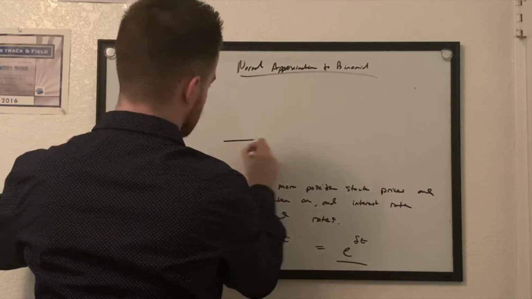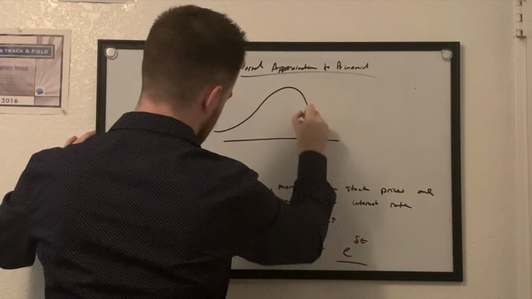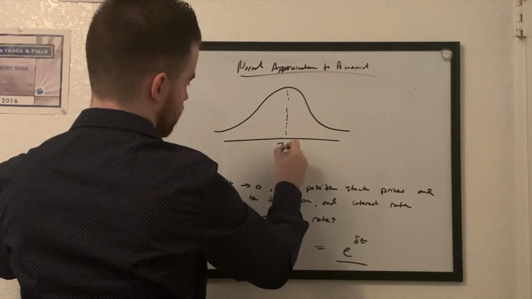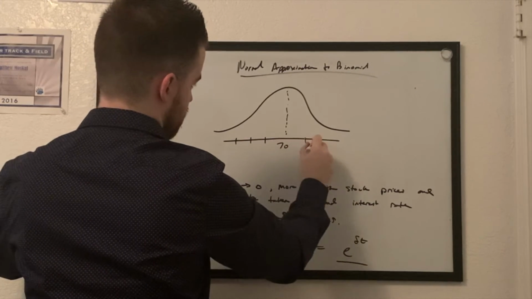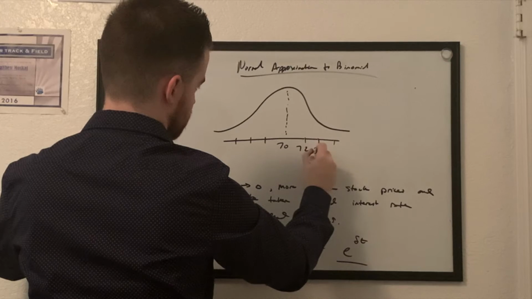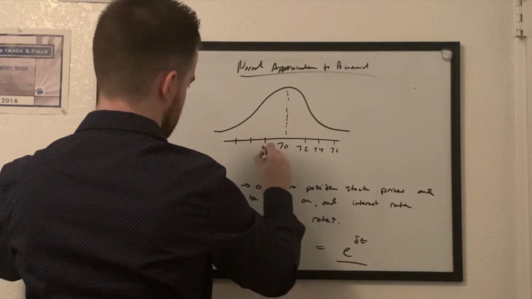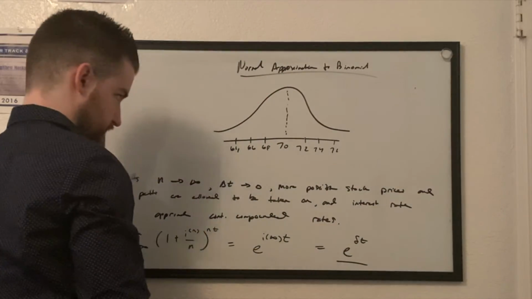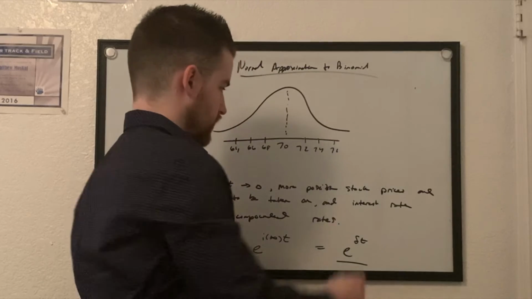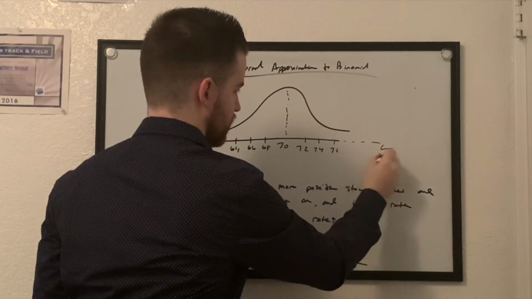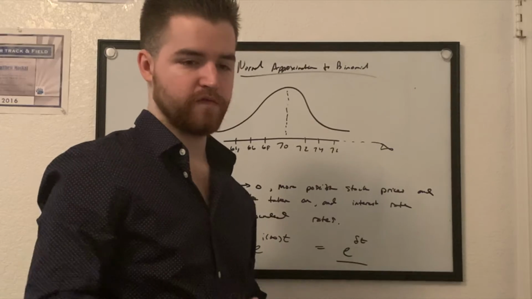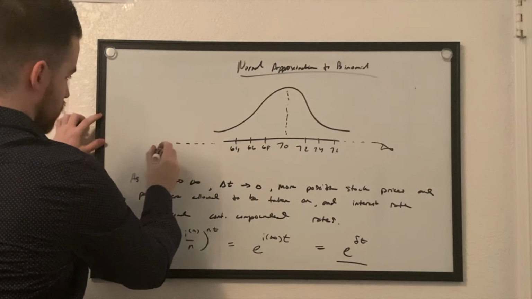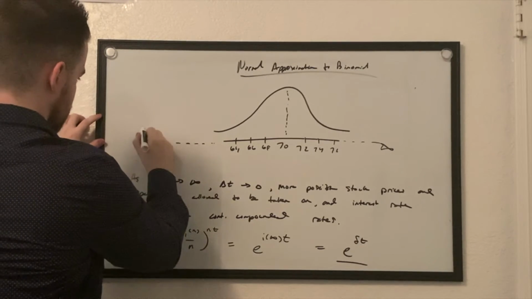So in the normal distribution, say our average stock price was 70, and it had some standard deviation: 72, 74, 76, 68, 66, 64, something like that. Notice here, this is fine. Our stock price theoretically could go to infinity. What it can't do is theoretically go to the negative side.